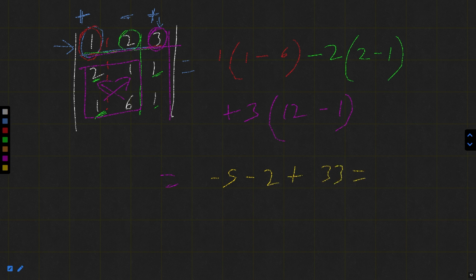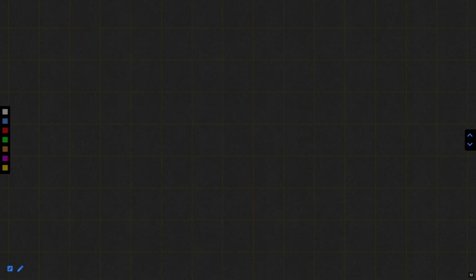The final answer, or the determinant of this 3 cross 3 matrix, will be, as you can see, minus of 7, and this will be 25. Okay, this will be 25, sorry, 26. Okay, simple. Clear? Easy? Okay, let me give you another so that you can get comfortable.